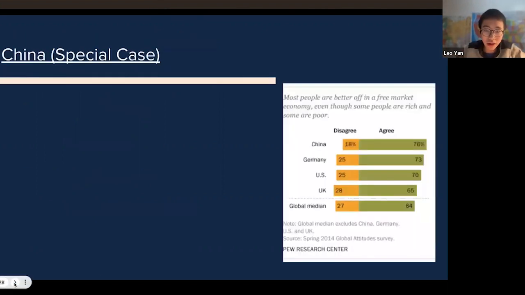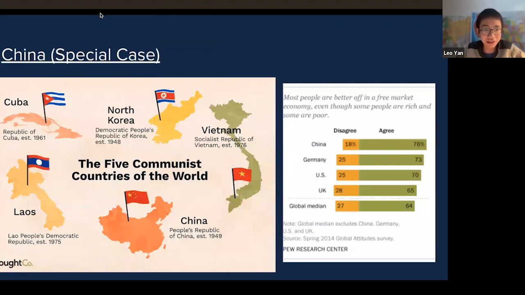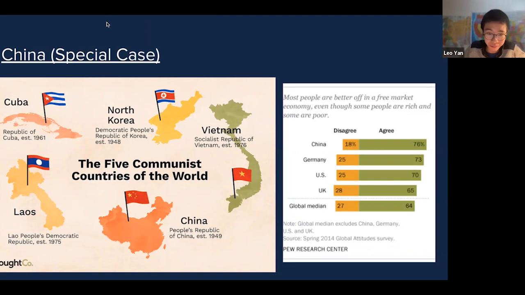Now let's go on to an example. This is actually a really good example. It's China. China is a really good example of there not being any absolutes in this world. China is a communist country, or at least they claim to be a communist country. So as you can see, these are the 5 communist countries that are still communist today, or at least they all claim to be communist.